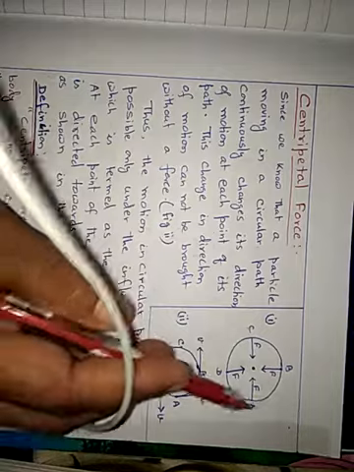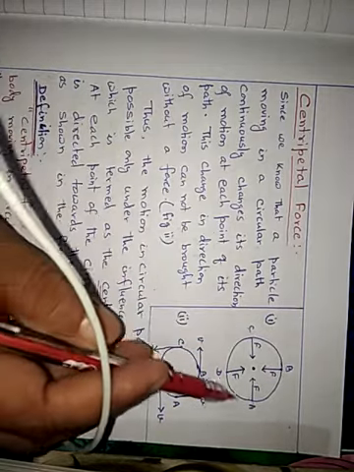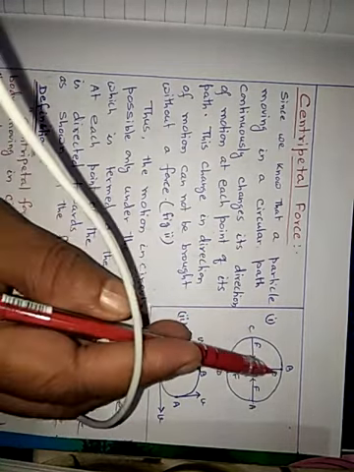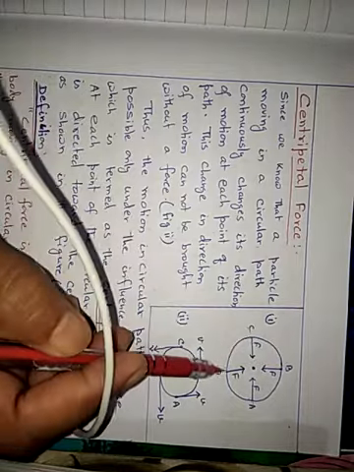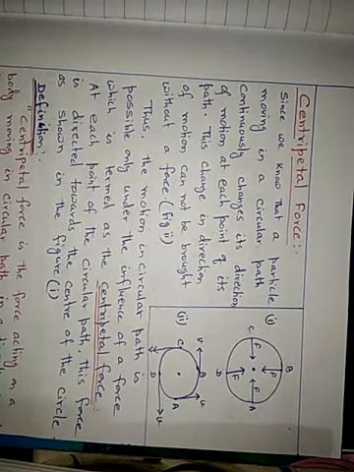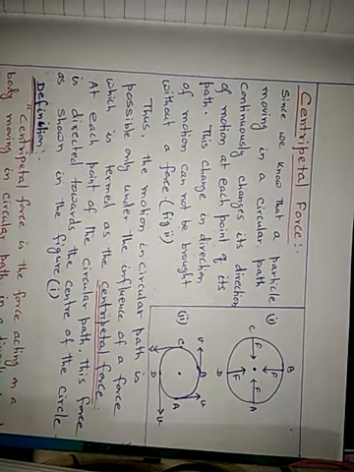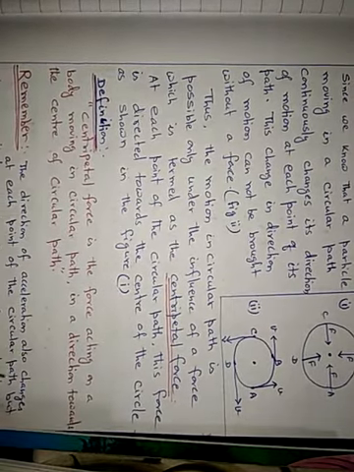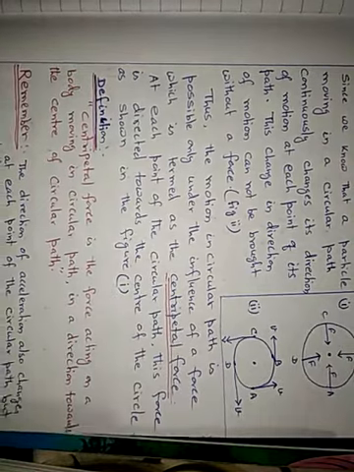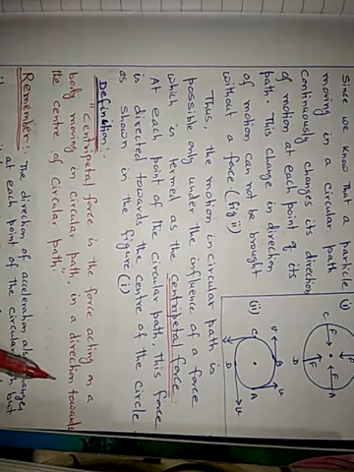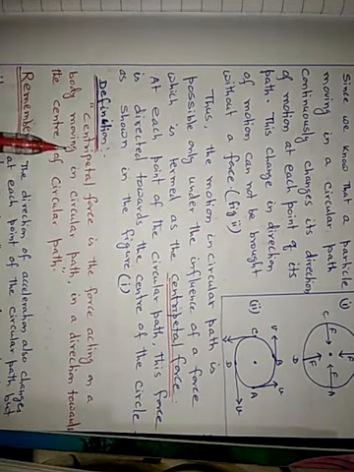So whenever the body moves in a circular path, the force which acts to make the body move in the circular path is always acting towards the center of the circular path, and this force actually makes the body change the direction of the motion, because without this force the body cannot change its direction of motion. So now we can define the centripetal force as the force acting on a body moving in a circular path in a direction towards the center of the circular path.